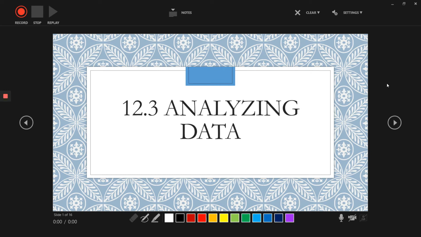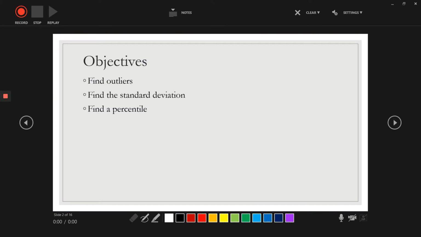Lesson 12.3, Analyzing Data. Today's objectives are to find outliers, to find the standard deviation, and to find a percentile.